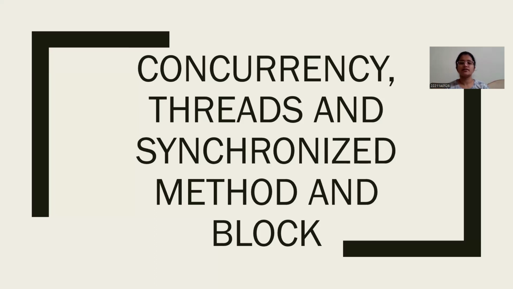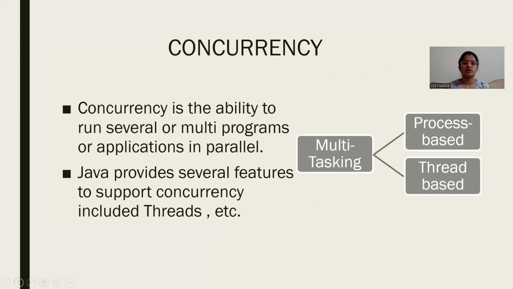Now let us start with concurrency. So what is concurrency? Concurrency is the ability to execute or run programs parallelly at a time. So in Java, threads support concurrency. Before going into the concept, let us discuss multitasking. Multitasking is basically of two types: one is process based and the other is thread based.